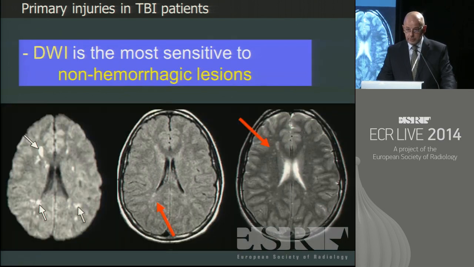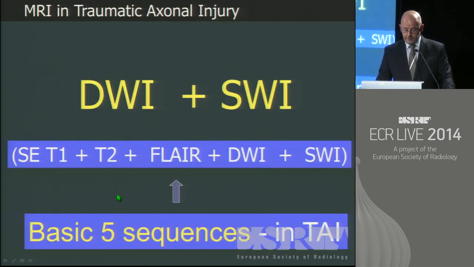SWI. Well, but remember that in traumatic axonal injury, there are not only hemorrhagic lesions, there are also non-hemorrhagic lesions, and of course diffusion-weighted imaging is much better than the others, T2, FLAIR, and see how many lesions you can see on the DWI. So, let's say that we have 5 basic sequences in MR in traumatic axonal injury. So it's T1, T2, FLAIR, diffusion, and susceptibility-weighted imaging.